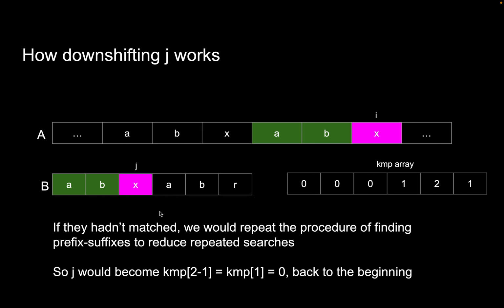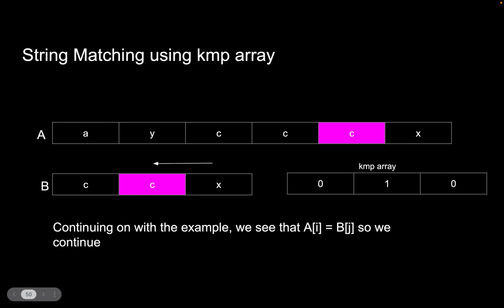So j would now become KMP[j - 1], which was KMP[2 - 1], which is KMP[1], which will be here, and we know that there is no match between A and B, which will be 0. So we go all the way to the beginning of the string B again, because j is set to 0. Continuing on in this example, we have pushed back our j to this point, and notice that both of them match, so we save on this extra search of C and C, and we can proceed forward with moving both pointers forward.